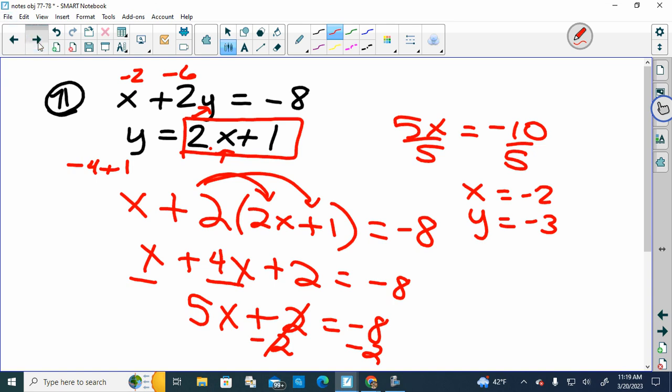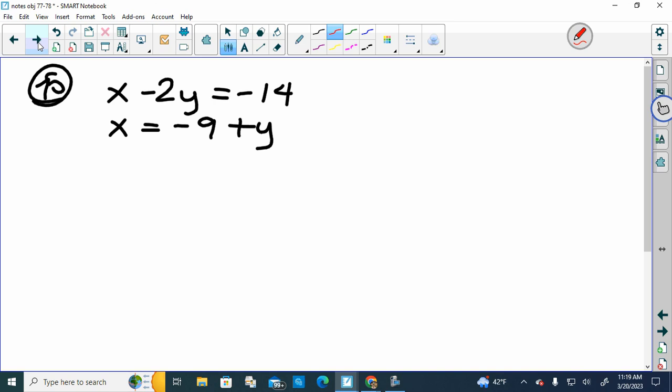Okay, next one. 75. So this is similar to our last one, except it doesn't have a y by itself, it has an x by itself. So now we're going to replace the x. So x minus 2y equals a negative 14. And then x equals a negative 9 plus what?